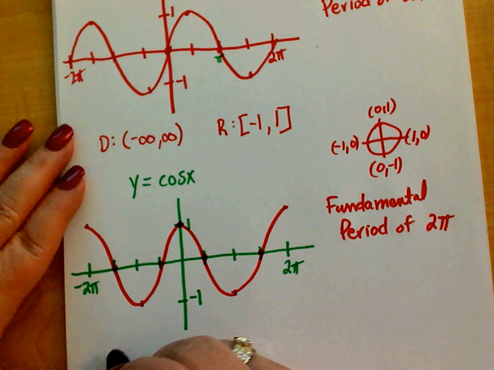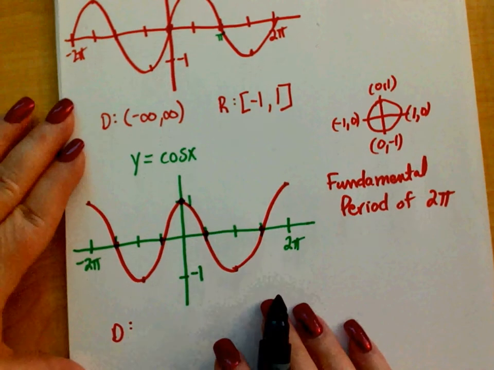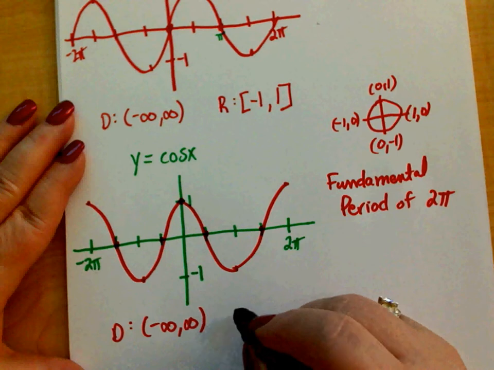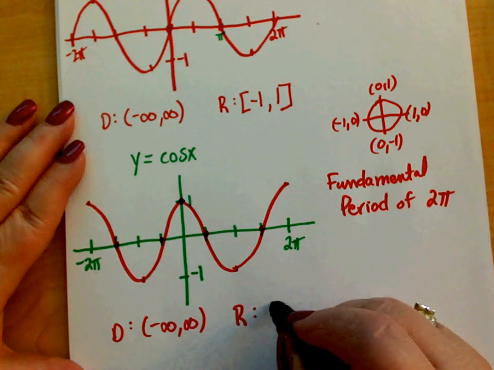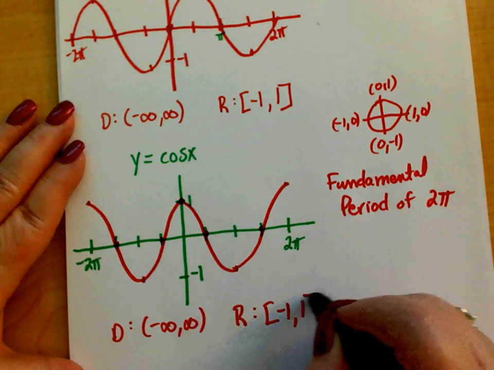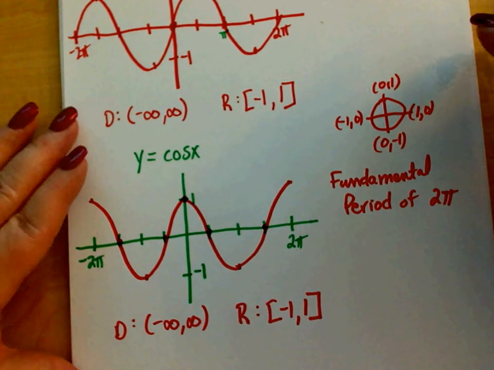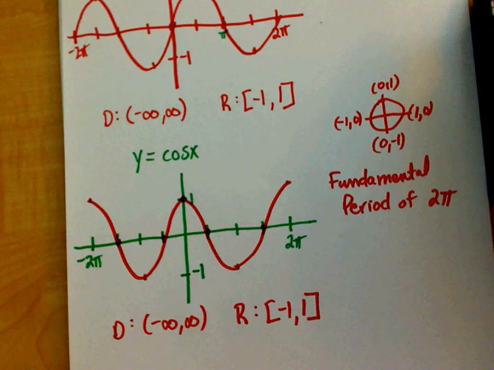We would say that it has a domain that goes from negative infinity to infinity, or all real numbers, and a range that goes from negative 1 to 1, inclusive. And there are our graphs of sine and cosine.